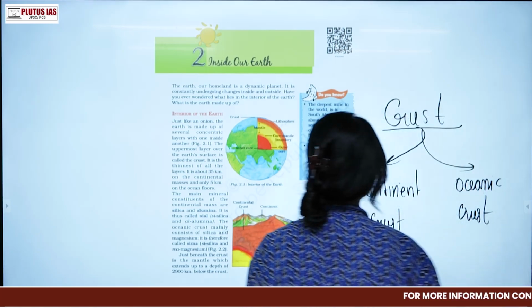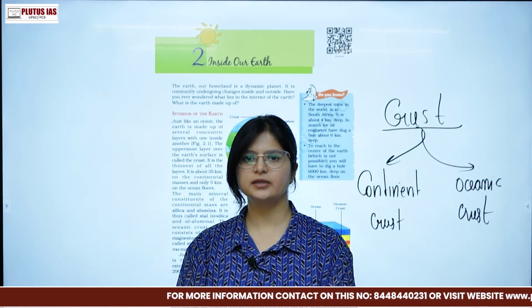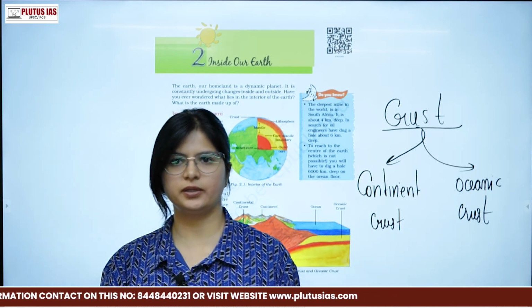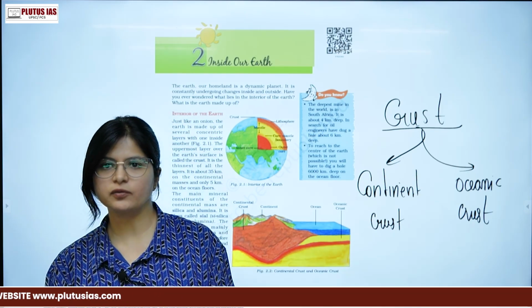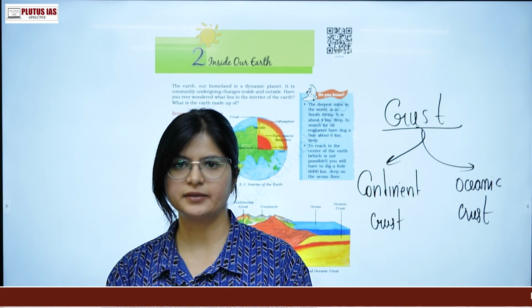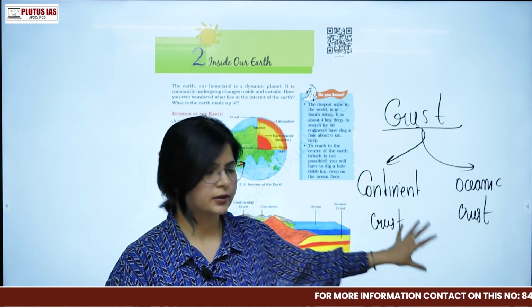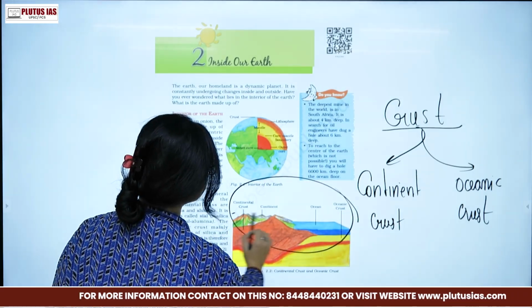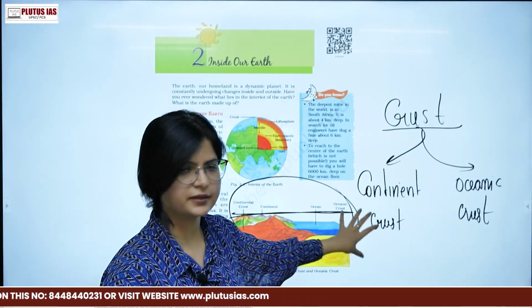We tend to forget that below the ocean also we have an ocean bed, and that ocean bed is nothing but land. That land is a part of the crust only. Although the ocean is a part of the hydrosphere, the land on which the ocean rests is a part of the crust. So we'll count it as oceanic crust. This whole is forming the continental crust and oceanic crust.